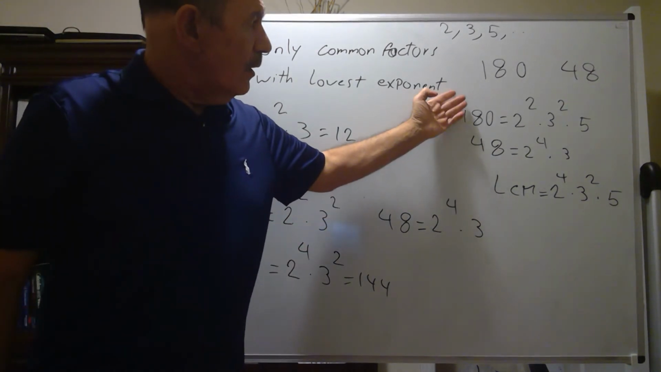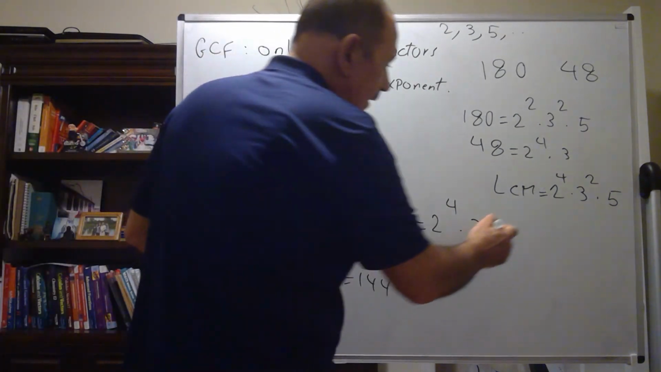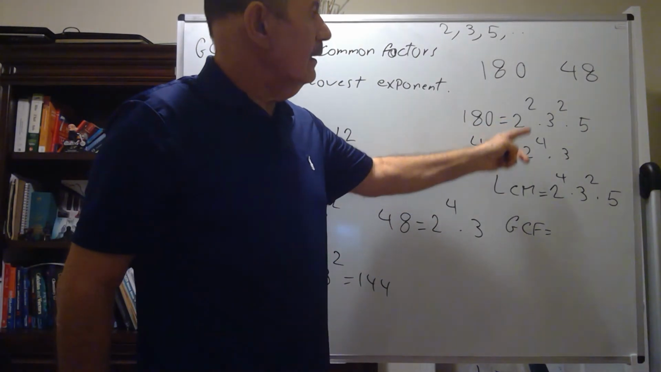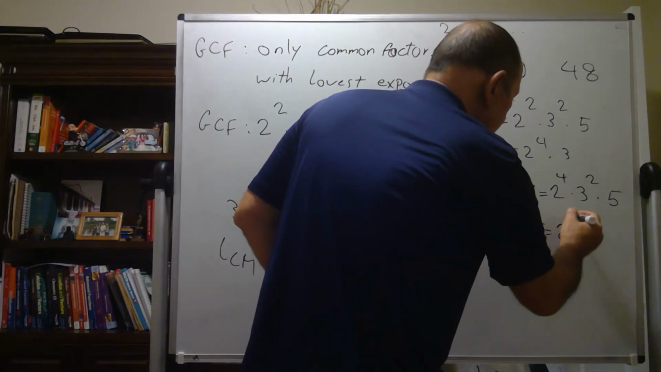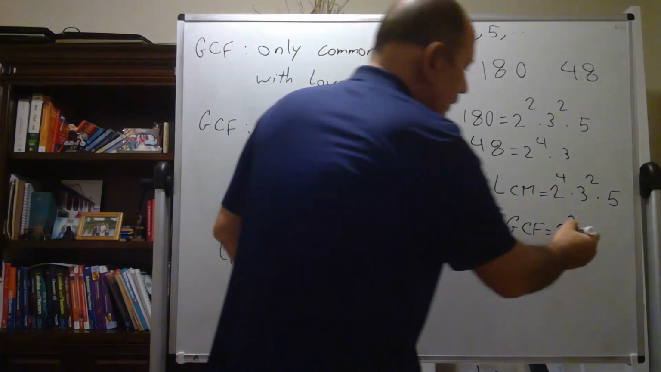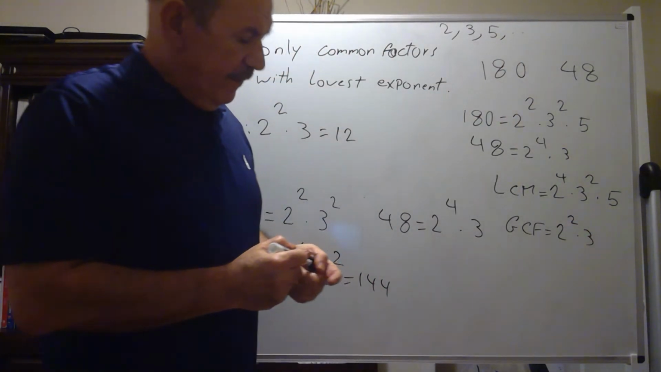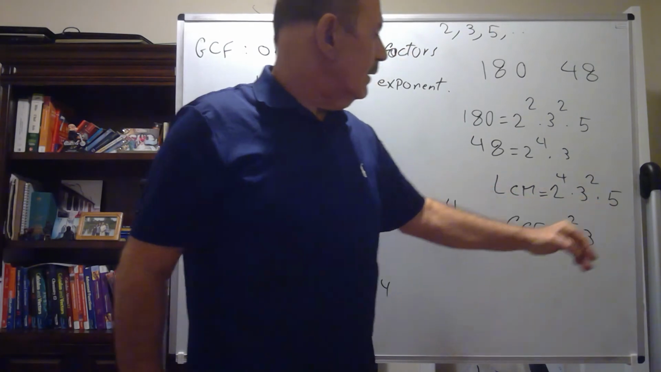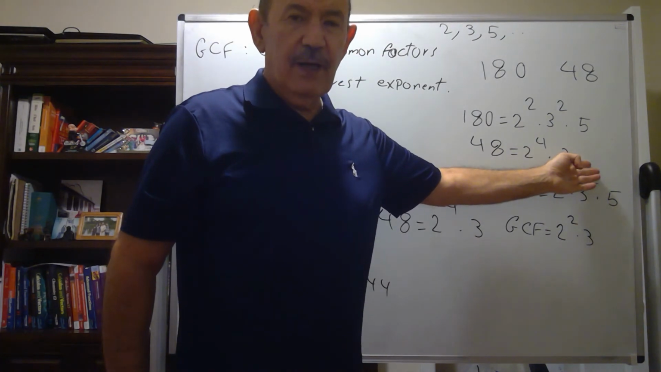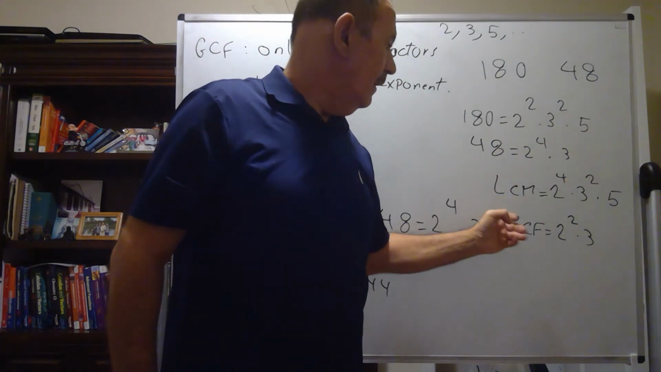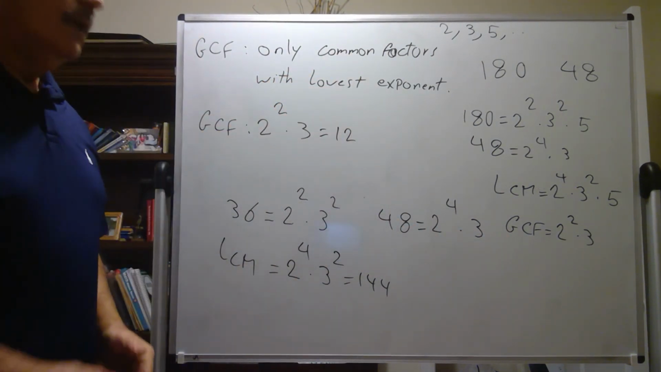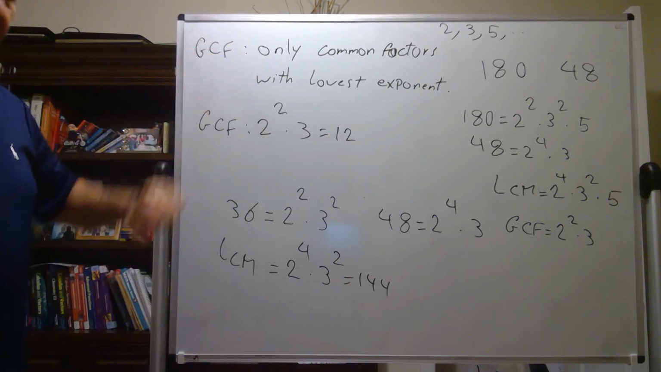For this one, 180 and 48, the GCF is going to be, again, we have 2 and 2 is common, lowest exponent is 2, it's going to be 2 to the power of 2. 3 and 3 is common, but 1 is the smaller, we choose 3 to the power of 1. And 5, we have 5 for 180, but for 48 there is no 5 factor, so we don't choose 5 for GCF. In GCF, only common factor with the lowest exponent. This was the definition of GCF and definition of LCM.